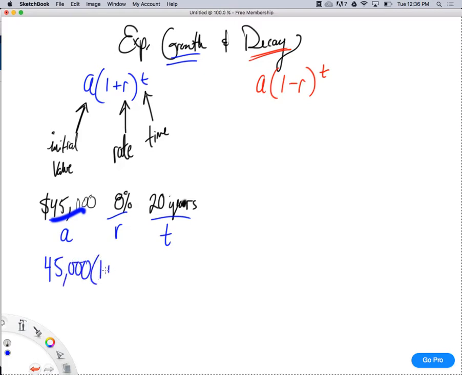times 1 plus, class, do I put 1 plus 8? What? 0.08.